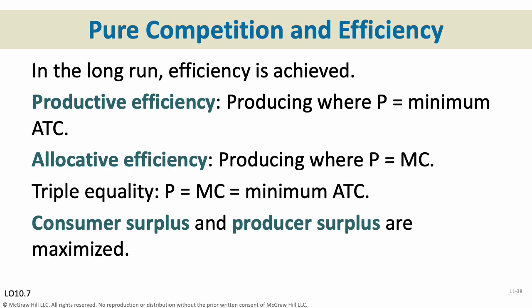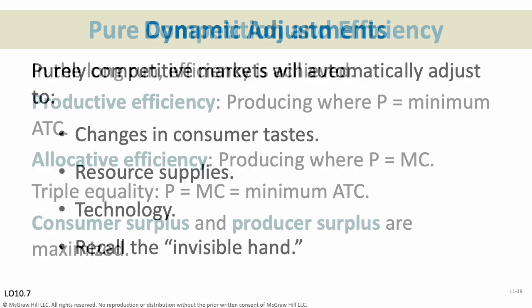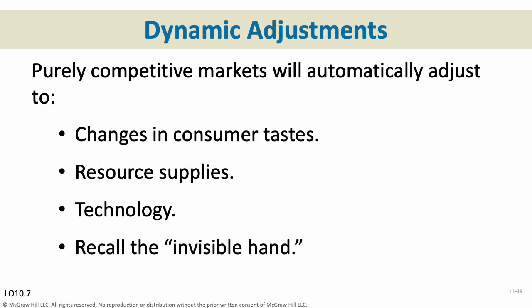Productive efficiency means that we're making something as efficiently as possible. Allocative efficiency means we're using our resources in a way that's most demanded by our consumers. So what are some adjustments? Purely competitive markets will automatically adjust to things like changes in consumer tastes, resources, technology, and that invisible hand. The invisible hand, remember, is that markets are efficient, self-correcting, and guide themselves along.